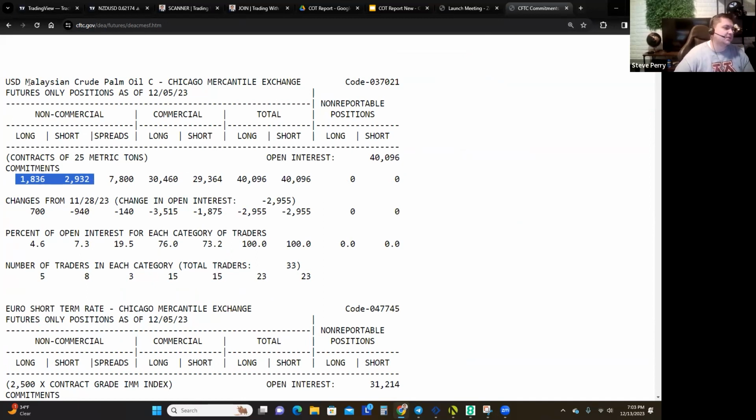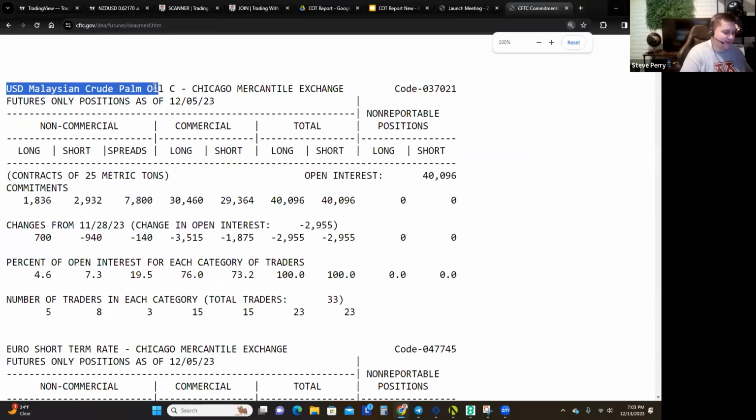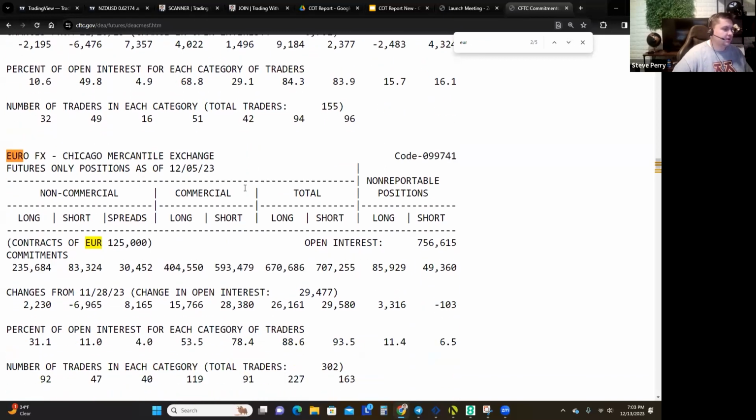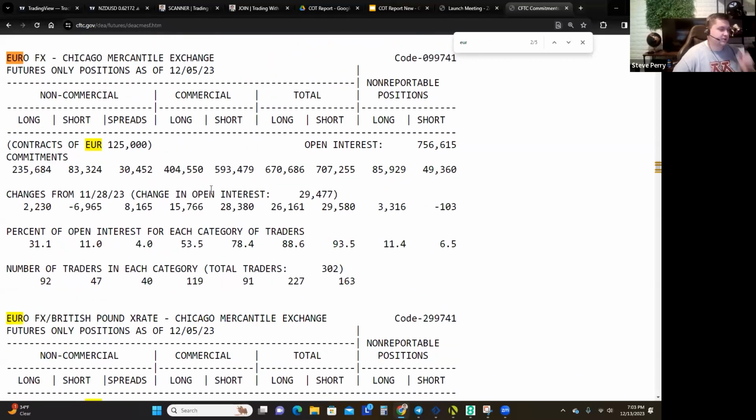Right here, the first one is the Malaysian crude palm oil, right? Which we don't trade. But if you wanted to trade the euro, right here, these are euro futures contracts. So you can see how big the banks are in terms of their buying and selling. A lot of banks have an interest to buy euros right now, and they're subsequently selling fewer euros.